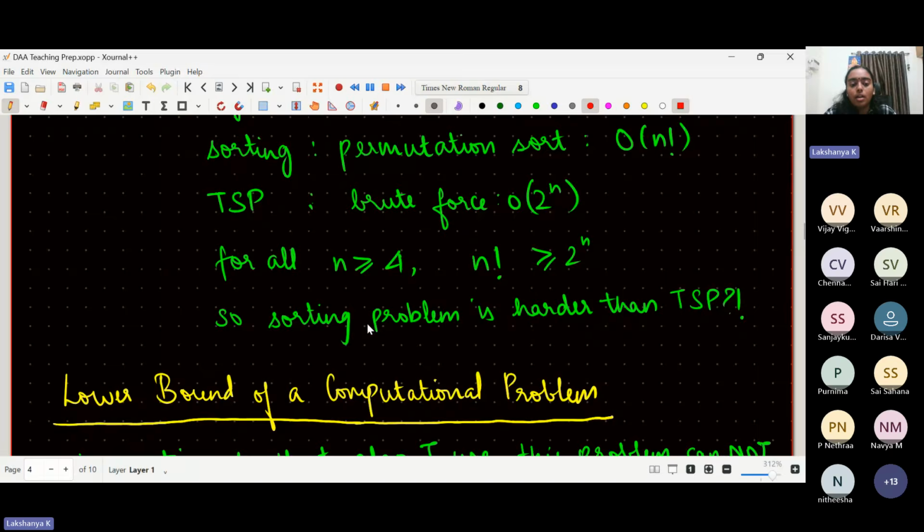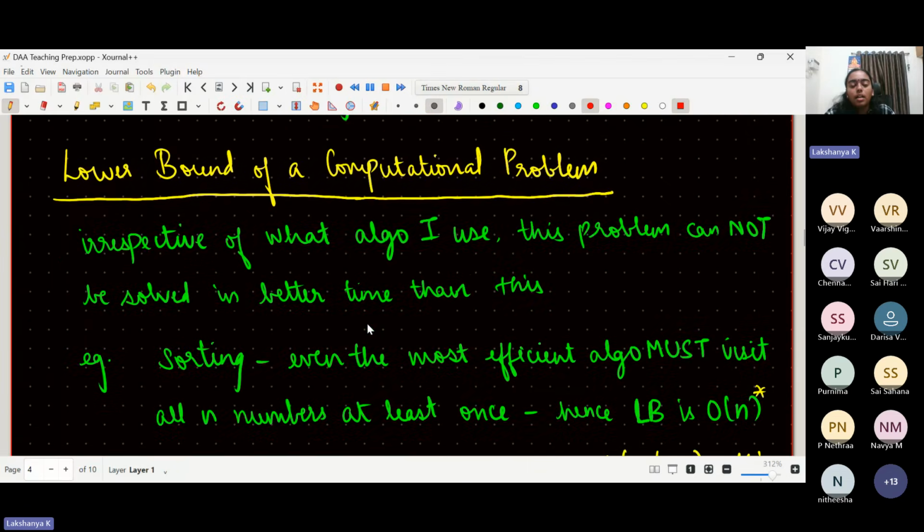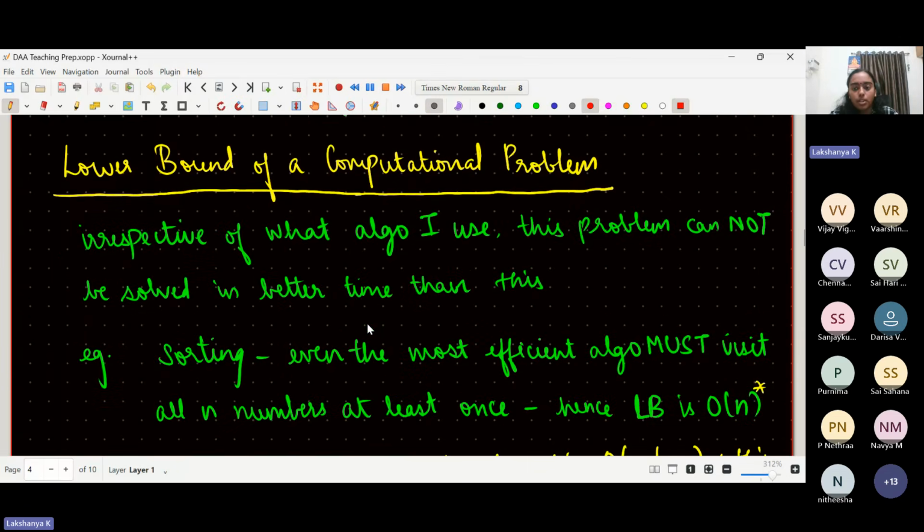So we need some other, more sensible metric to compare the easiness or hardness of problems, which brings us to the notion called the lower bound of a computational problem. It means that irrespective of what algorithm I'm using, this problem cannot be solved in better time than this. So for this problem itself, I need at least this much time complexity to solve it, even if I'm using the most efficient algorithm and the best hardware.